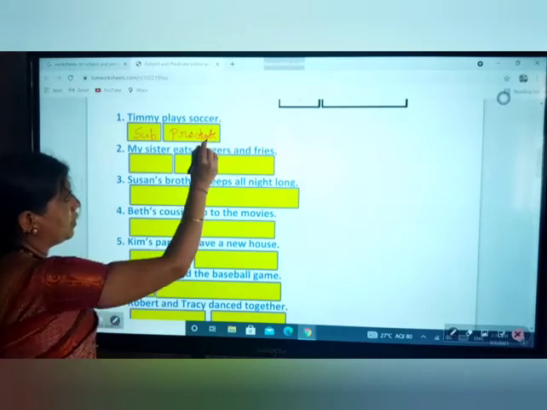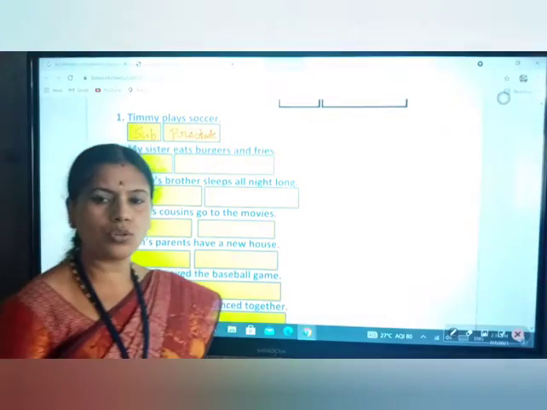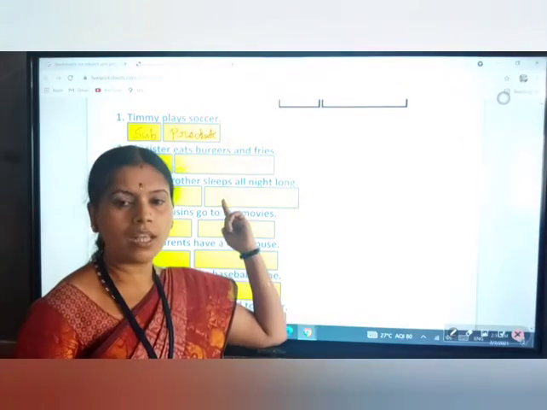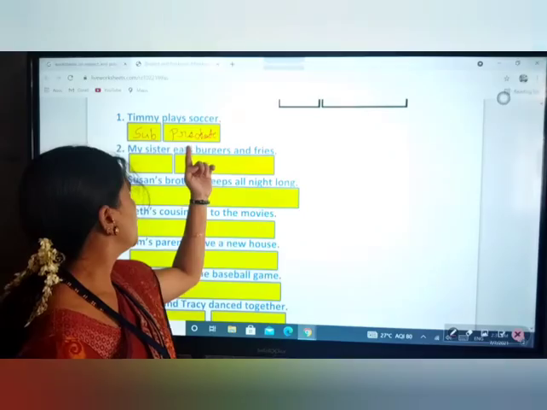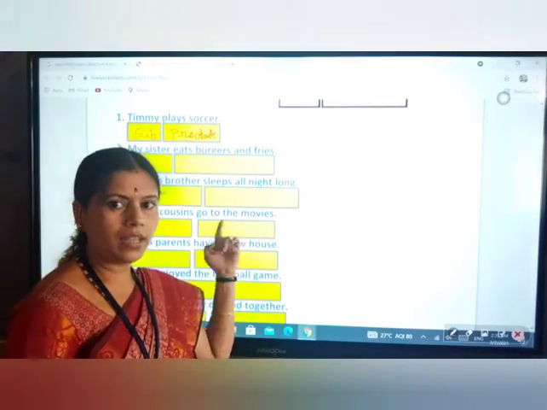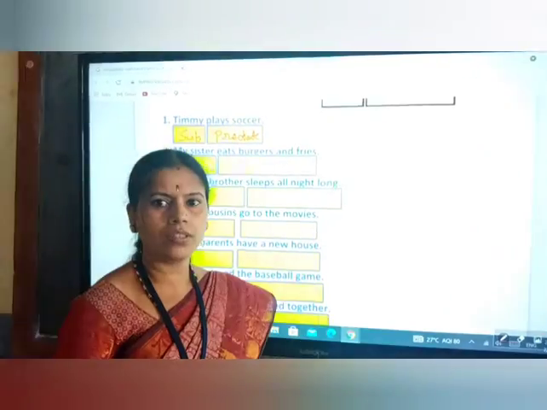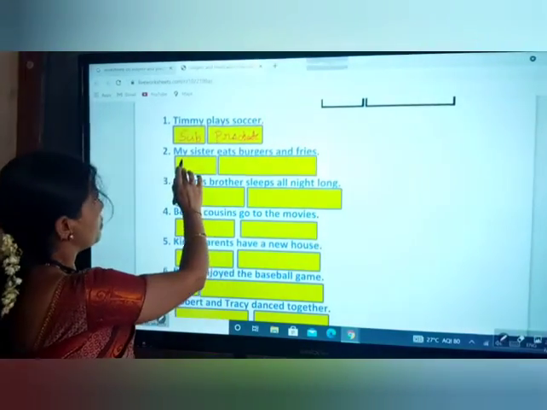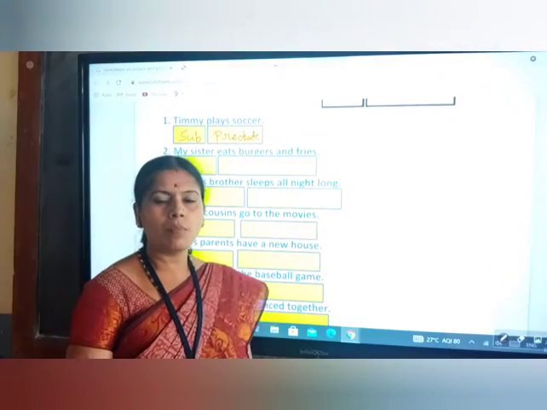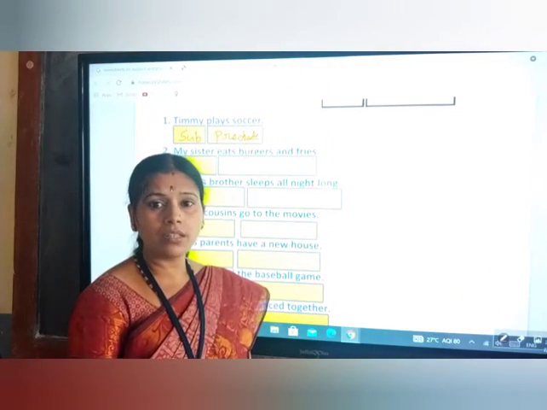We can call the first part of the sentence, that is Timmy, the subject, and the action done by Timmy is the predicate. Let's move to the second example now. The second example is: my sister eats burgers and fries. My sister eats burgers and fries.